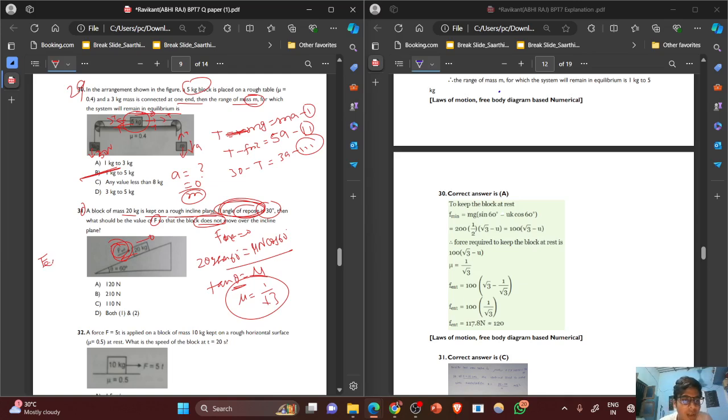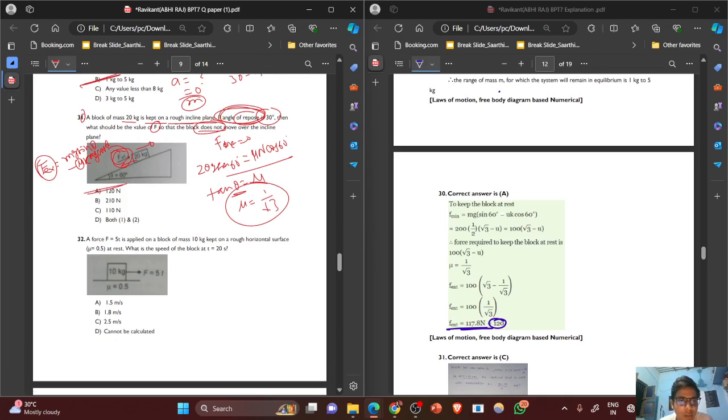F external will be your what? The mg sin theta minus mu k n cos theta, mu k mg cos theta. From here, from the angle of repose concept, you can get the value of mu. That will come out to 1 by root 3. From here, you get the F external. You can also see in the calculation, F external will come out to be nearly 120 Newton. So option A is your correct answer.